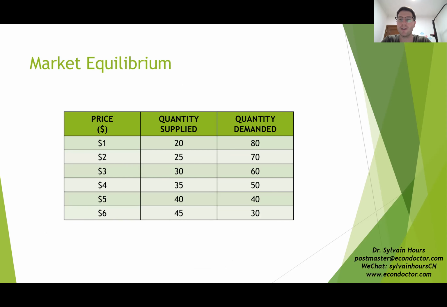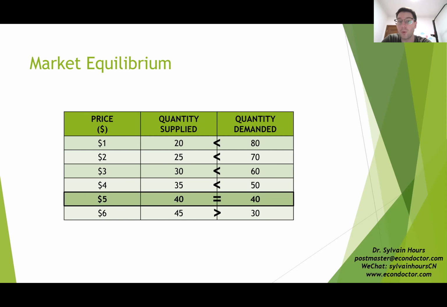Okay, you can find the market equilibrium using a table, something like this. So essentially, this table is a combination of a demand schedule and a supply schedule. Okay, so different quantity supplied, different quantity demanded at different prices. And the only thing that we have to do is just to try to find the market price at which the quantity supplied is equal to the quantity demanded.